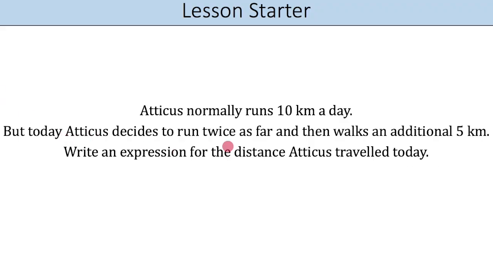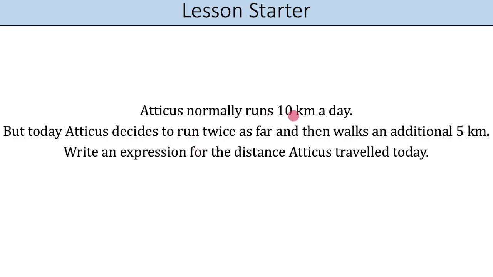Let's now begin with a question that we all should be able to answer. It says Atticus normally runs 10 kilometers a day, but today Atticus decides to run twice as far and then walks an additional 5 kilometers. Write an expression for the distance Atticus traveled today. I would like you to pause this video and see if you can answer this question. So how did you go with this question? Let's now answer it together.